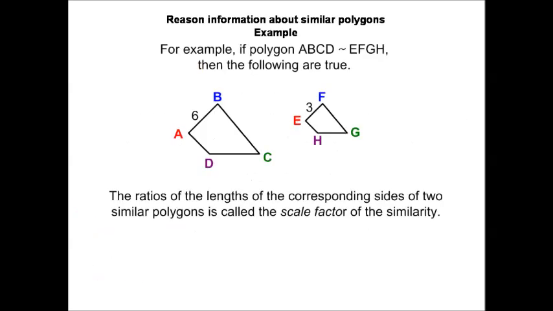So here we have, these are similar. So ABCD is similar to EFGH. So that means that angle A will be the same as angle E. Angle B will be the same as angle F. Angle D will be the same as angle H, and angle C will be the same as angle G. Those are all going to be the same. And then the side lengths, so you have AB and EF.